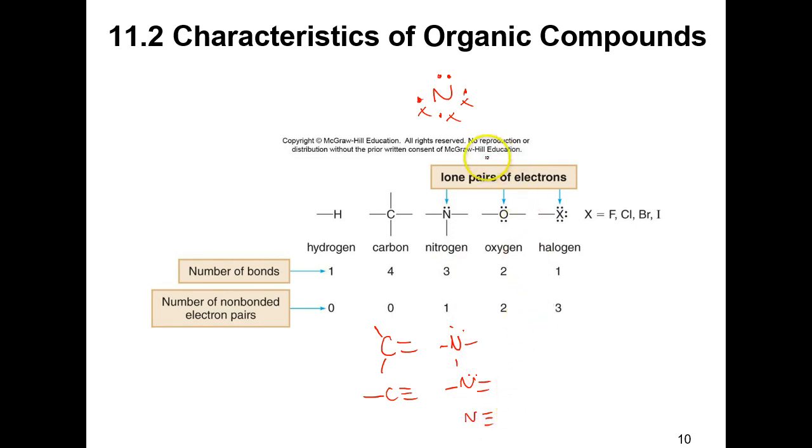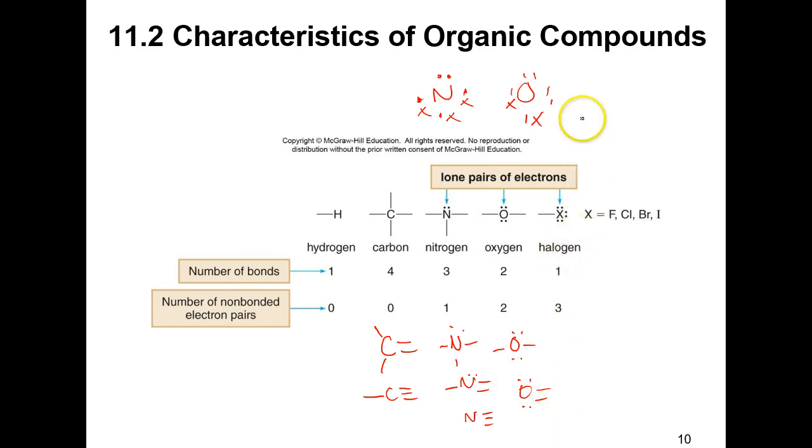All right, oxygen is in the 6A row. So 1, 2, 3, 4, 5, 6 valence electrons. It has 2 remaining spots. So that's why oxygen always makes 2 bonds. 2 bonds and 2 lone pairs for a total of 8. So oxygen can either be singles with 2 lone pairs, or it can be a double with 2 lone pairs.